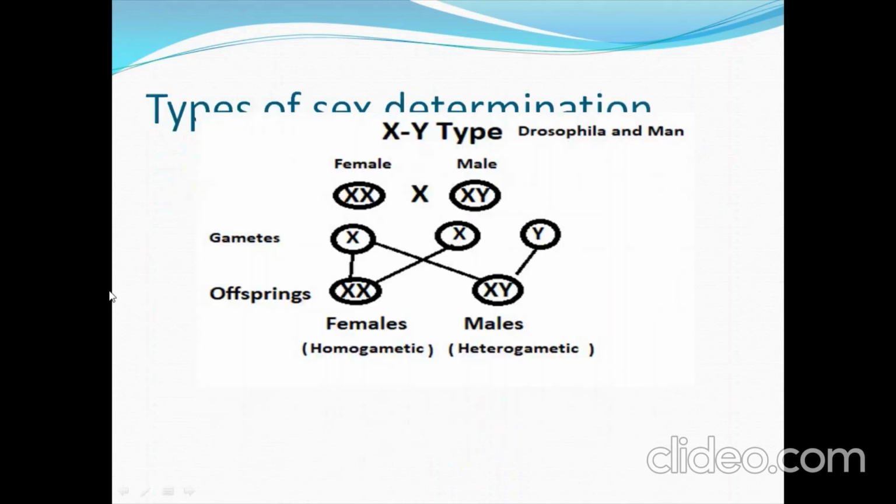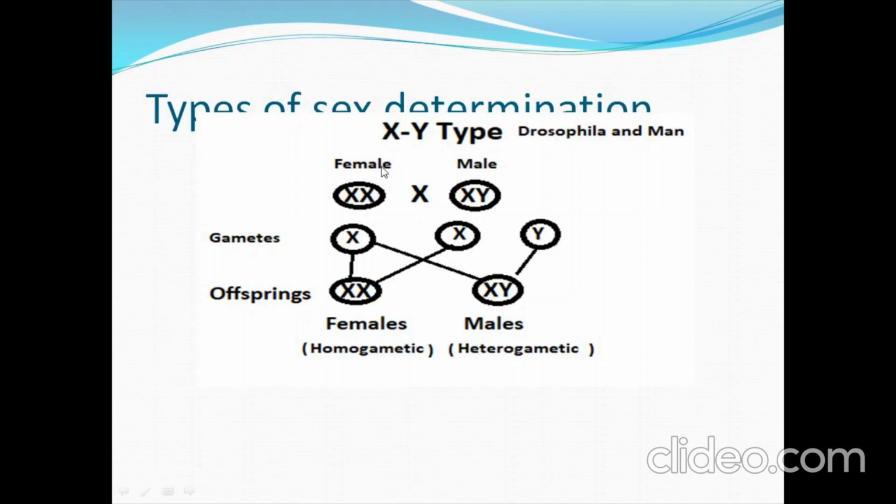Now let's see different types of sex determination. Sex is determined by allosomes or sex chromosomes. There are different types of sex determination. We shall discuss them one by one. First, the XY type, also called the XX-XY type of sex determination. It is observed in Drosophila and man.